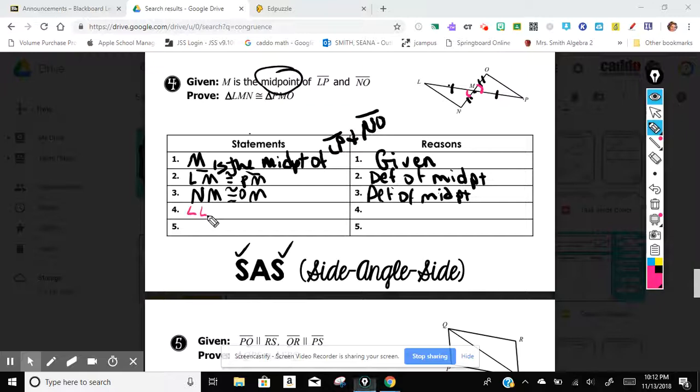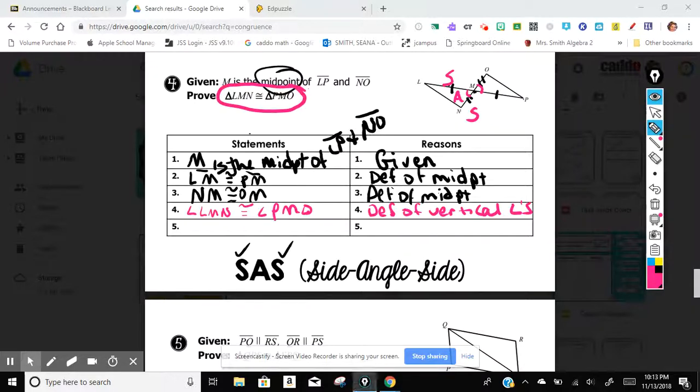So angle L, M, N is congruent. Now be careful. L is actually congruent to P. It's twisted, okay? So P to M to O. So angle P, M, O. And this is by definition of vertical angles. And we now have our angle. So you have side, angle, side. So you have proved the statement.